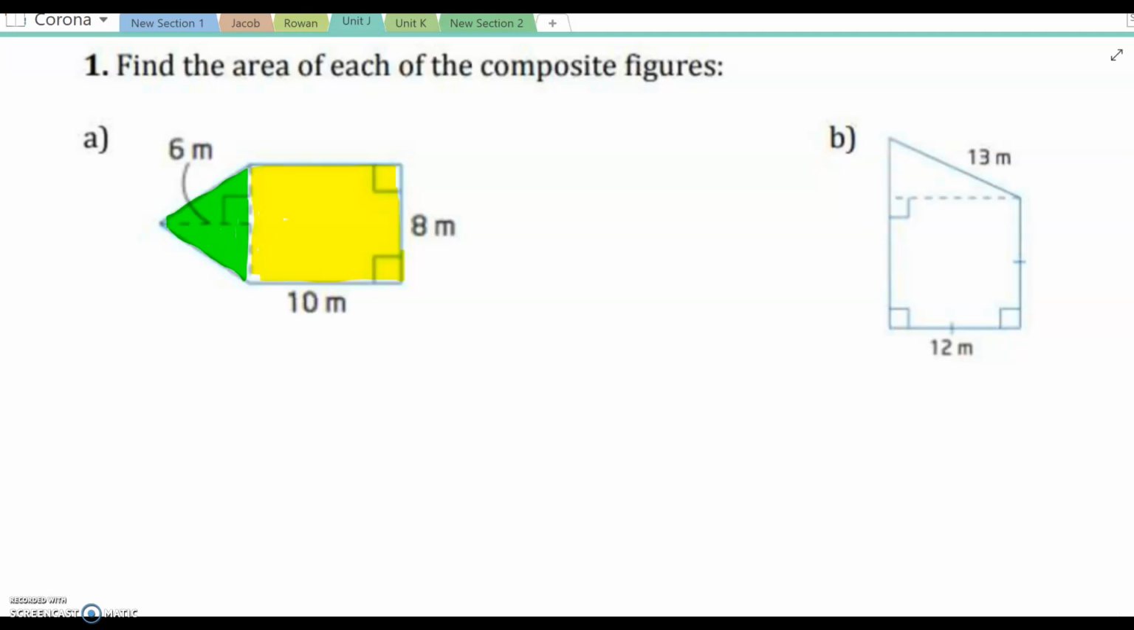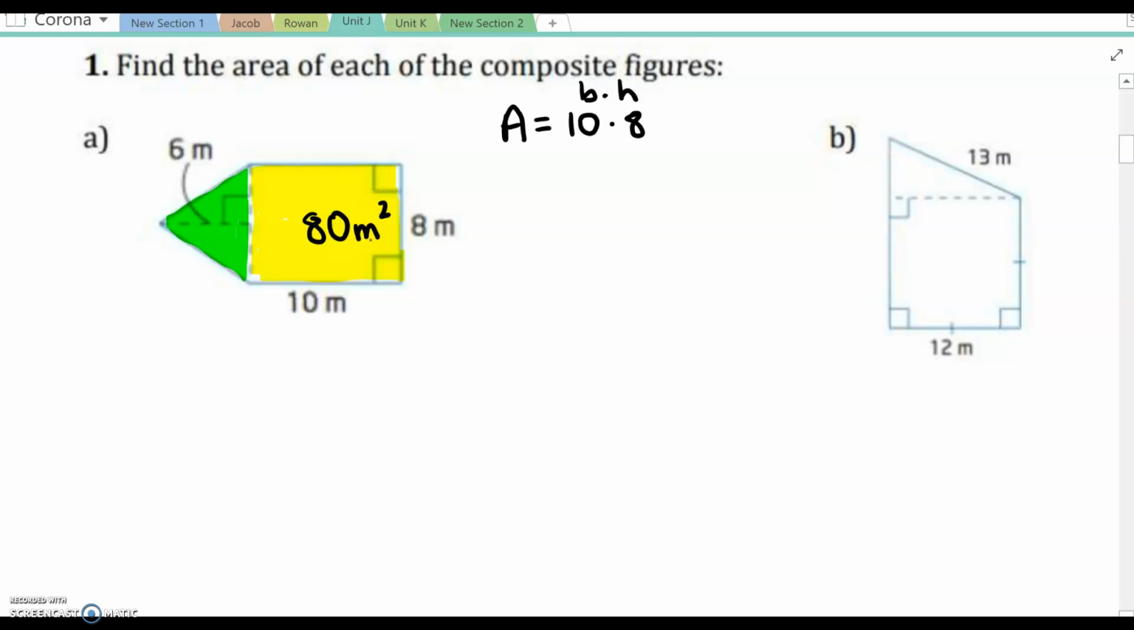So looking at the rectangle, if you think back to a couple of chapters ago, area for a rectangle is going to be 10 times 8, right? It's my base times my height. So the area of this space is going to be 80 meters squared.